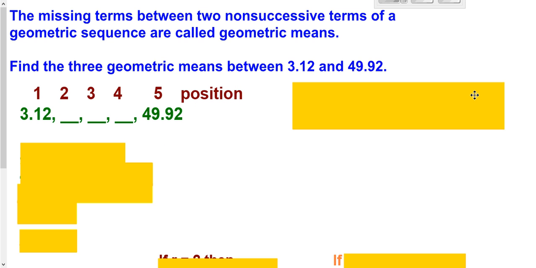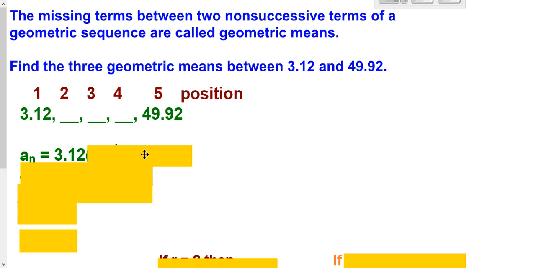So in other words, we have our geometric sequence written out in green. So we need to find the 3 missing numbers, so it ends up being a geometric sequence. Well, there's a couple ways to do it. One way to do it is you could say, well, that's my first term, and we don't know what r is, but we do know that for our fifth position, that would be n, our term is 49.92.